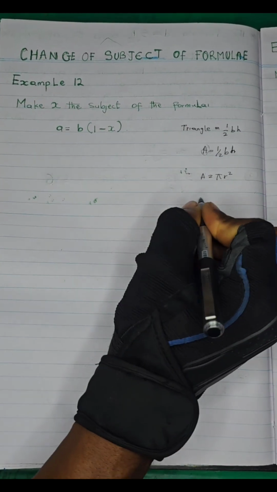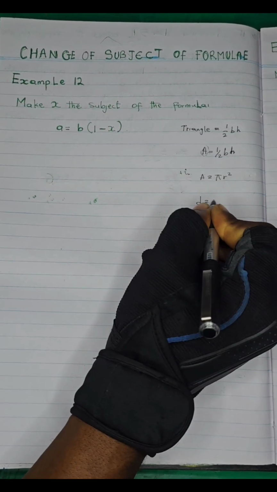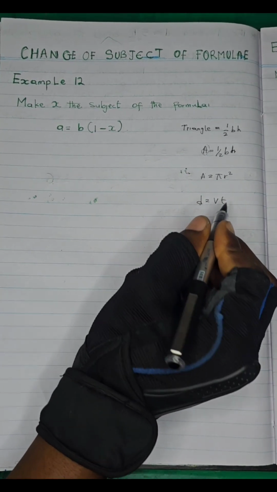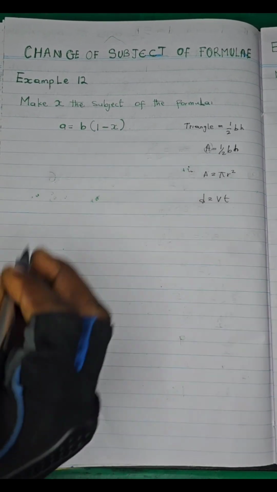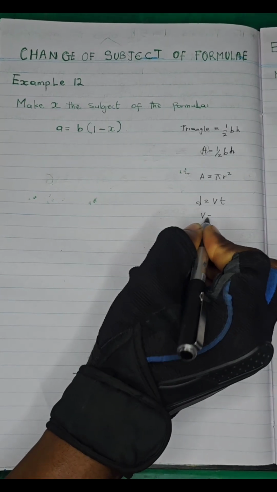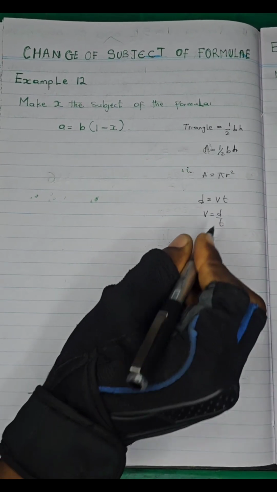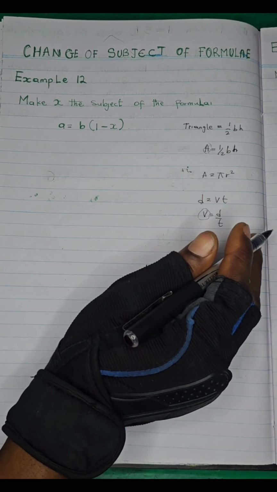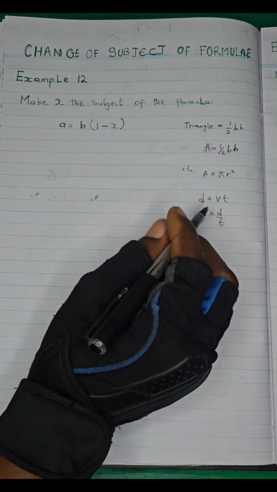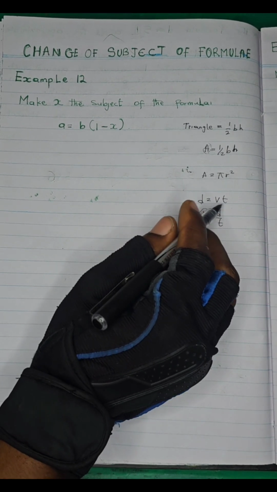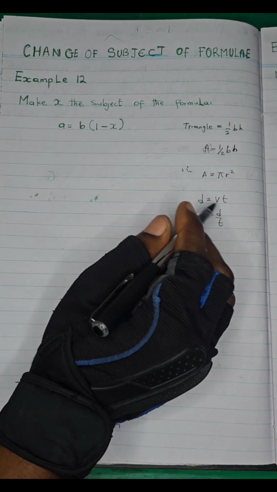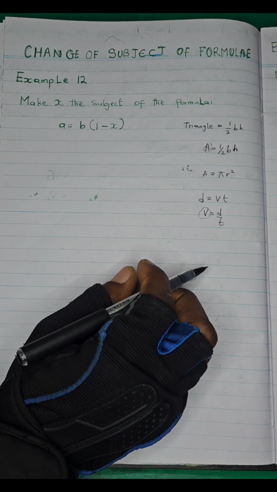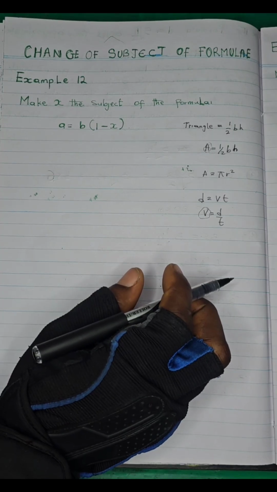Let's give an example. Distance, as we've done in this class, is velocity times time. Sometimes you're given distance and time, and you're told to look for the velocity. We will now say that velocity is distance over time. At this point, notice that velocity is on its own, while distance and time are at the other side of the equation. So when you make one of the letters of an algebraic expression the subject, we call it change of subject or formula.